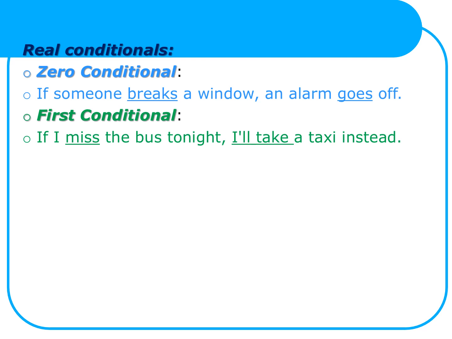First, we have the real conditionals, which are the zero conditional and the first. They are real. So, when I say, for example, in the zero conditional, if someone breaks a window, an alarm goes off. I'm speaking about facts or habits. In the first conditional, I'm speaking about a real, possible action that can happen in the present or in the future. If I miss the bus tonight, I'll take a taxi instead. So it's a possible action. So the zero conditional and the first conditional are called real conditionals.